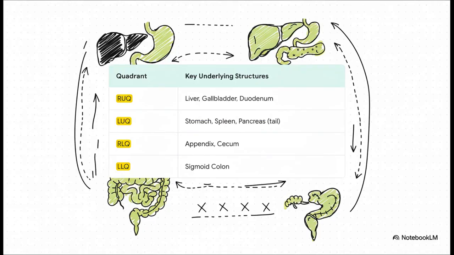And why does this matter? Well, it's because each quadrant is like a zip code for major organs. You hear pain in the right upper quadrant, your brain should immediately go to the liver and gallbladder. Pain in the right lower quadrant, the appendix has to be at the top of your list. This simple grid is your first step to figuring out what's wrong.